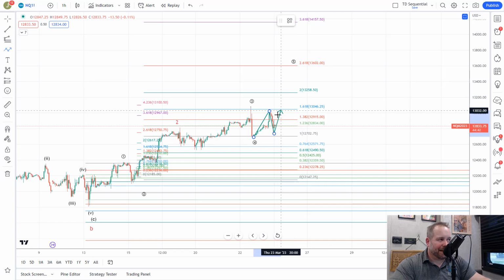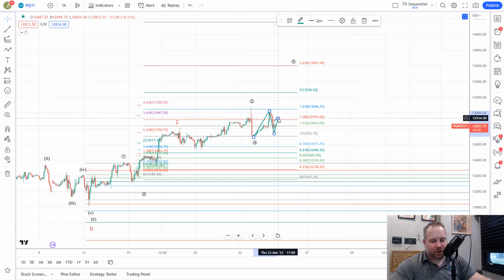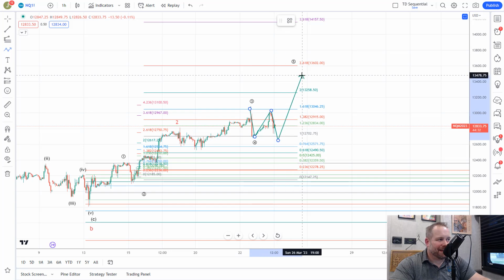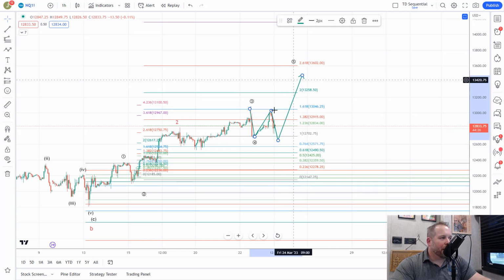So we could see that, or it is also very possible we're looking at a slightly bigger ABC, which would land us right in our support zone here, just under the 1.0 extension. Then we'd look for the move higher as well in conjunction with ES's move higher and its wave 5. So two possibilities on the NASDAQ there to the upside.